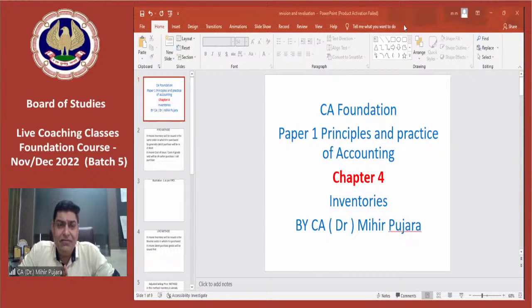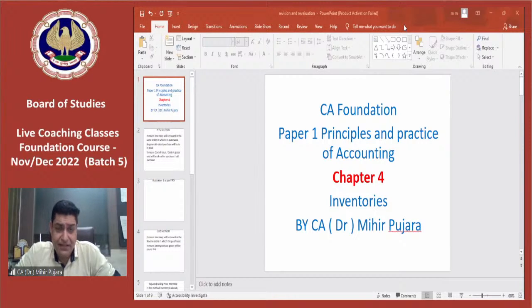For inventory valuation, our simple formula is, as you know, cost or NRV, whichever is less. NRV will be given in a question, but cost we need to find out. And this chapter teaches how we should find out the cost of inventory, how we should find out the closing stock.